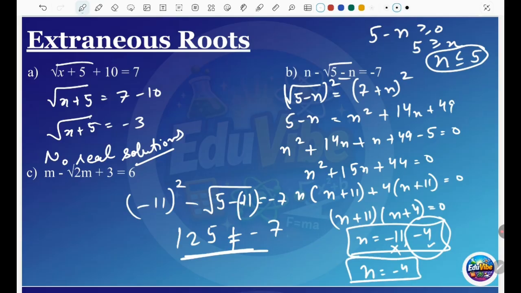So that's the main thing you have to consider in these questions: you have to check both answers. You have to check both n values. You cannot rely only on the restriction anymore.